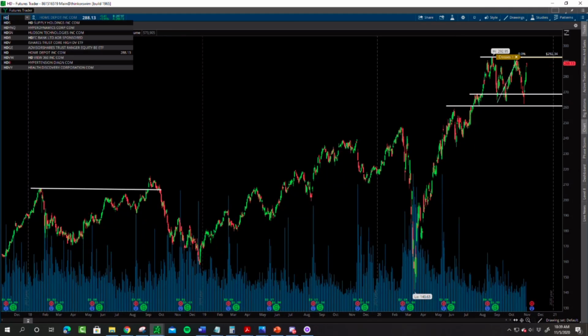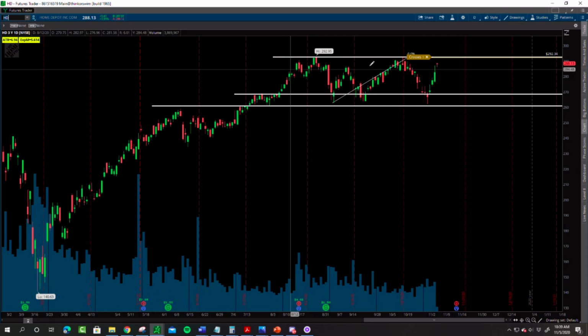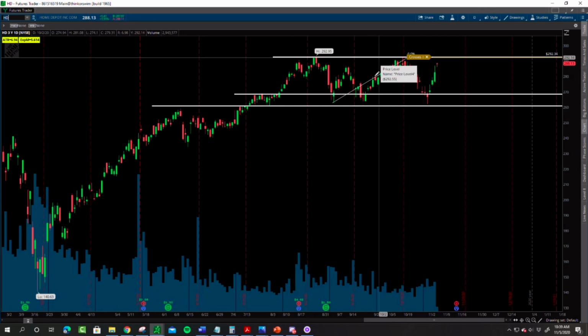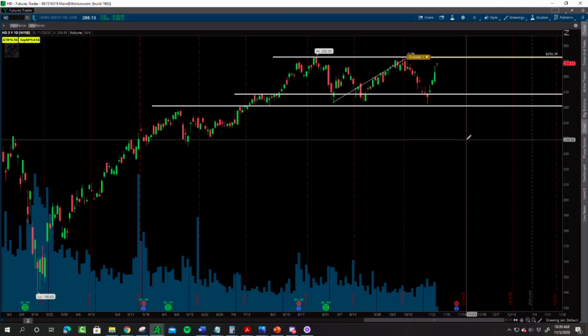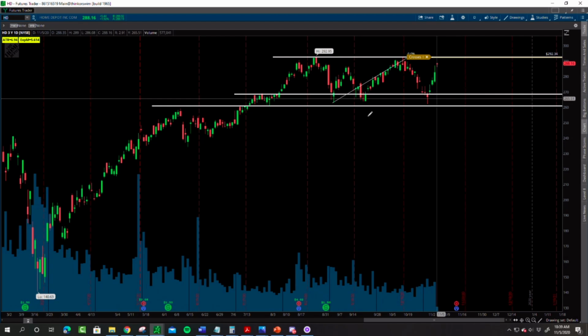Here's Home Depot. I like Home Depot. It's on our list, I believe. And here's the reason why. It's a very clear range, meaning there's a lot of pent up energy on both points of this chart, and if somebody can win the battle and bring us above or below, it should go. I'm looking for that pent up energy. This is a good looking chart to me. Let's check out another one.